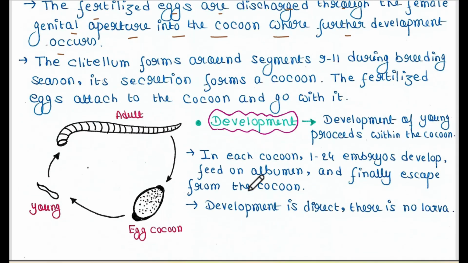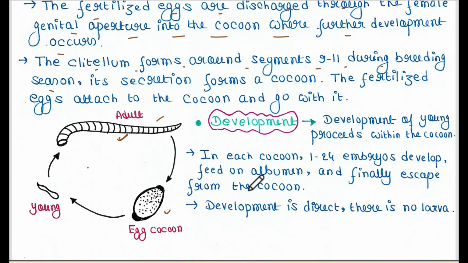So if this is the adult structure, in the vagina the fertilization occurs, then this will release this cocoon structure, and inside this cocoon the eggs are there and development will be occurring in this cocoon. And the clitellum forms around segments 9 to 11 during breeding season.